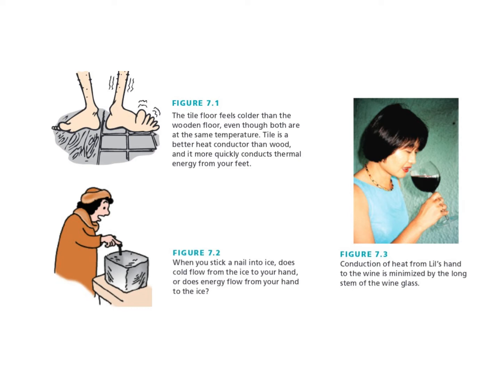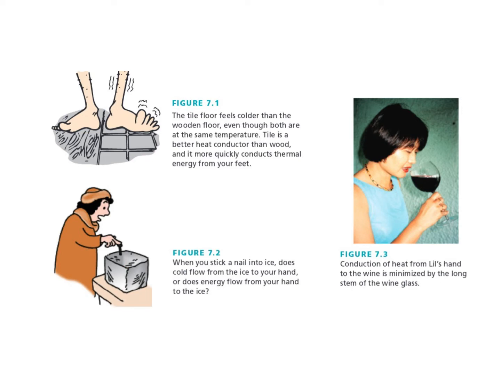Now, here's a question in figure 7.2. We have a nail that's been driven into a block of ice, and so you're going to touch the nail. Which way does the heat flow? Does it flow from the ice into your hand and make your hand cold, or does it flow from your hand into the nail and into the ice and make the ice warmer? The answer is the latter. The heat is actually flowing from your hand into the nail and into the ice, but your finger feels colder because you're losing heat when this happens. The heat's flowing out of your body.